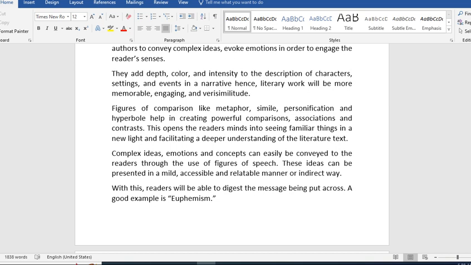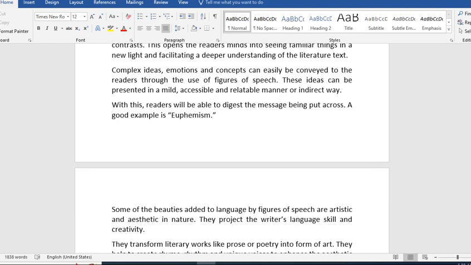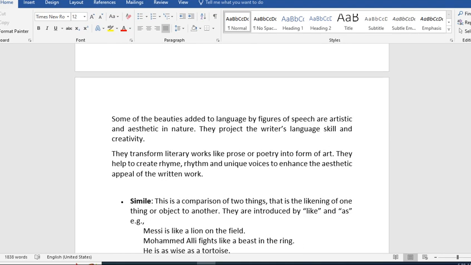A good example is euphemism. Euphemism is one of the figures of speech that we are going to discuss. This is when something absurd is presented in a mild way. These are the functions and the importance of figures of speech.